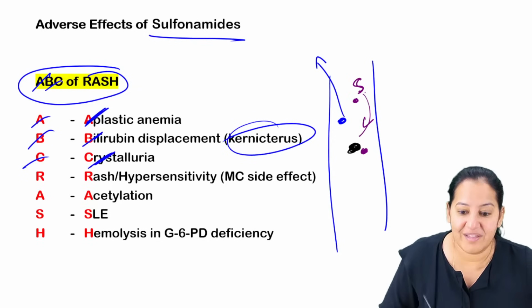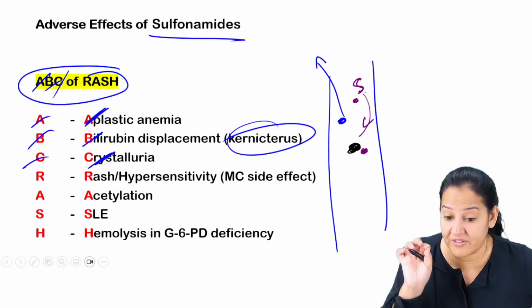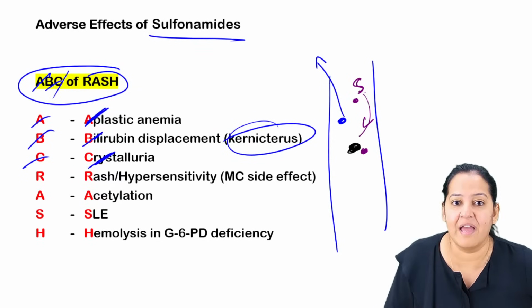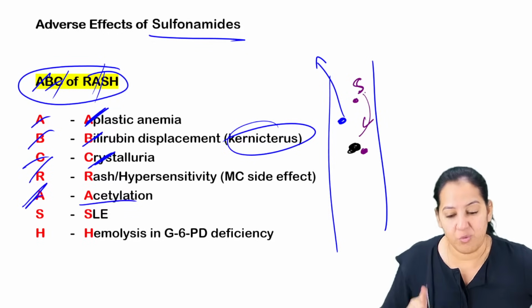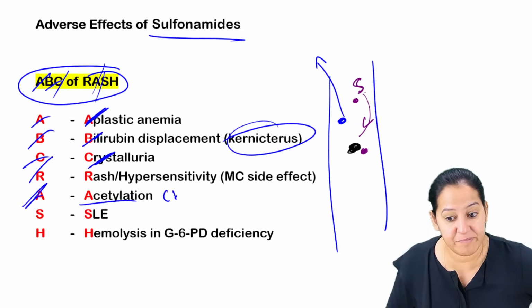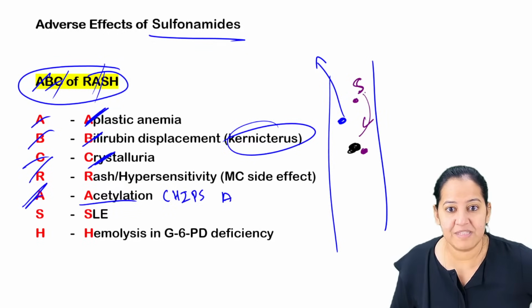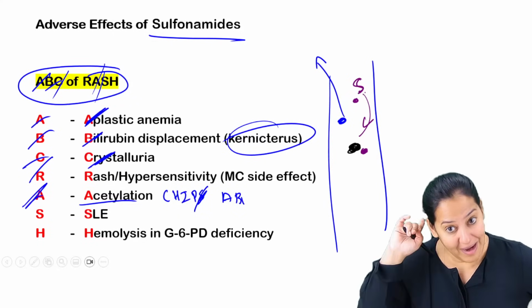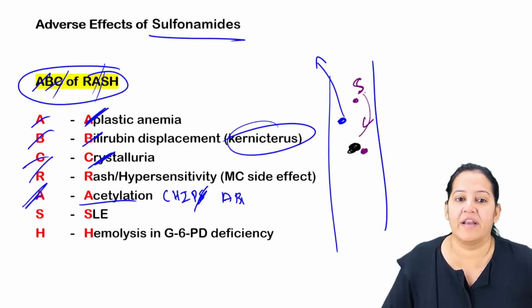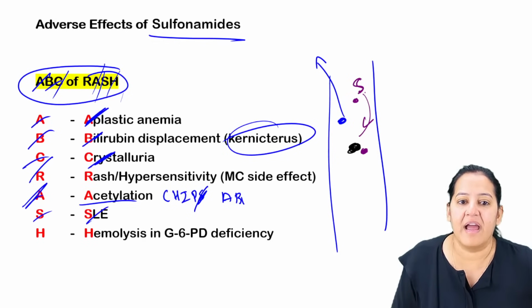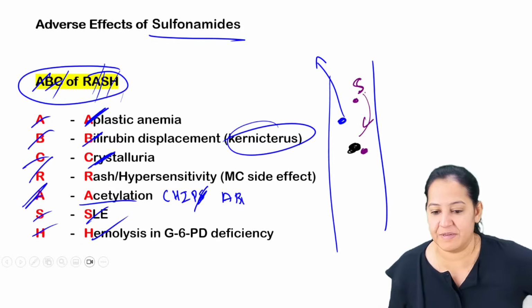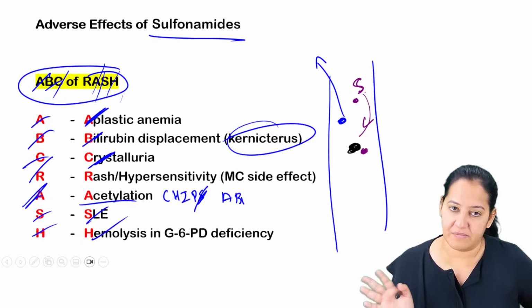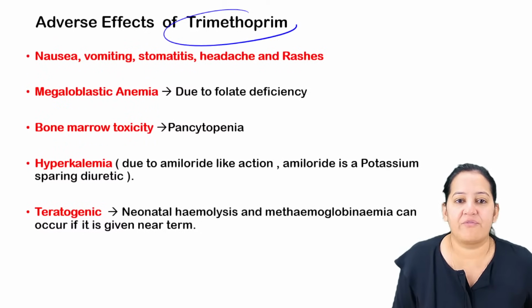C for crystaluria, the crystal formation in the urine. Urine में crystals आएंगे. R for rash, है ना? A for acetylation. What were the drugs of acetylation? याद आया क्या? चिप्स ABC आज ही पढ़ाया है. चिप्स ABC का S क्या है? Sulfonamide. So it is metabolized by acetylation. You can correlate. S is SLE, है ना? And H is hemolysis in G6PD deficiency. So learn the adverse effects of sulfonamide. These are the adverse effects of trimethoprim.